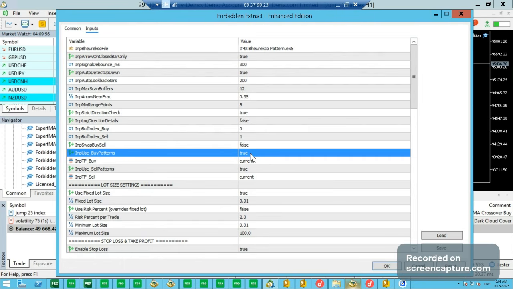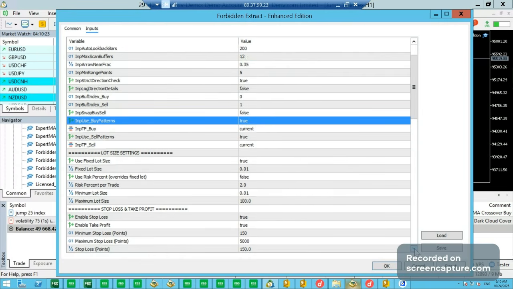The EA will only execute sell. It will not execute buy signals. Even if there is a valid signal, it's not going to execute it. The same thing is applicable to the sell pattern. If you set this sell pattern to false, the EA will only execute buy signals. It will not execute sell signals. So that is the function of that one.